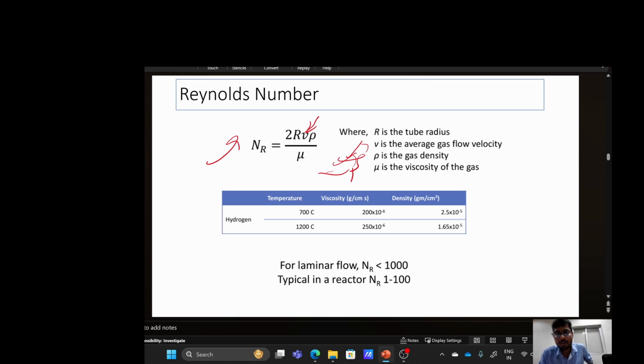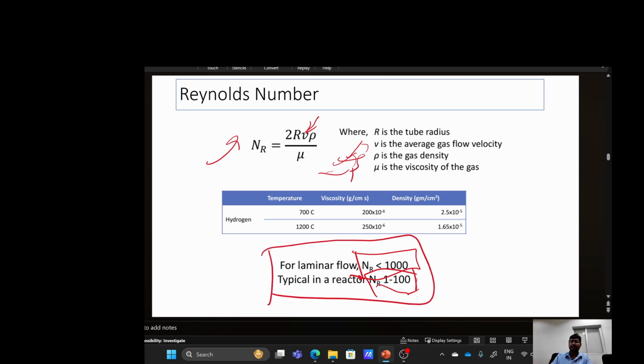For laminar flow, this Reynolds number should be less than 1000. And in a typical CVD reactor, it is in between 1 and 100. So you should know what the Reynolds number should be for typical CVD reactors. It should be in the laminar flow regime.